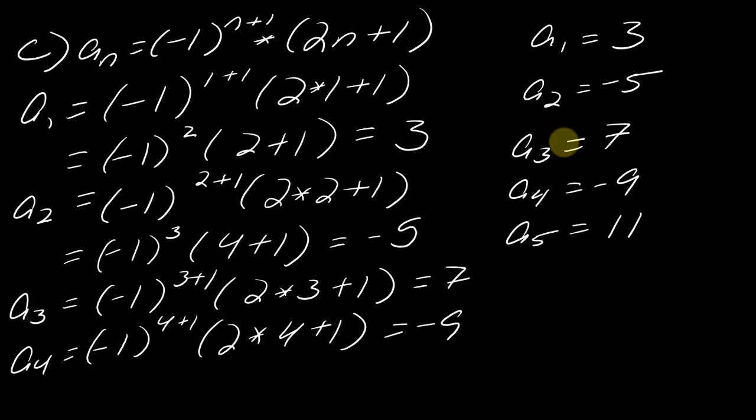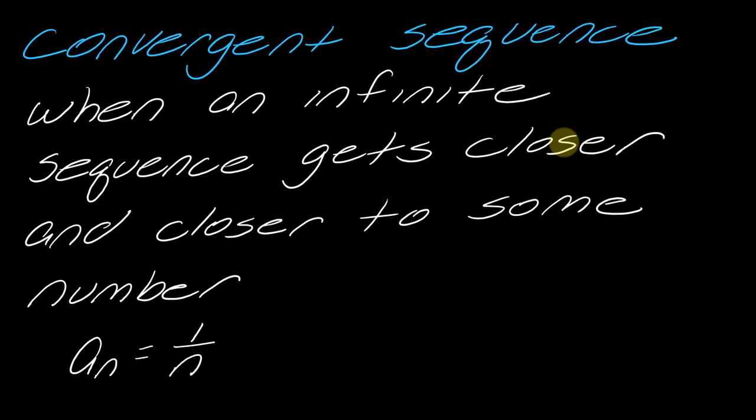Okay, so now that we understand some of the basic ideas of computing with sequences, there are certain types of sequences I want to talk about. The first is a convergent sequence. This is when an infinite sequence gets closer and closer to some number. The classic example we use for this is 1 over n. So this is what we started with, right? So think about what the terms looked like.